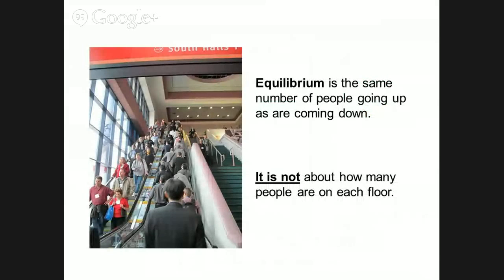Here's another analogy to think about what equilibrium means. Equilibrium is the same number of people going up the escalator as coming down. So the number of people on each floor doesn't actually change. We don't know how many people are on each floor, but since for every person that got on the escalator, somebody else got off, the numbers don't change. It's an equilibrium.